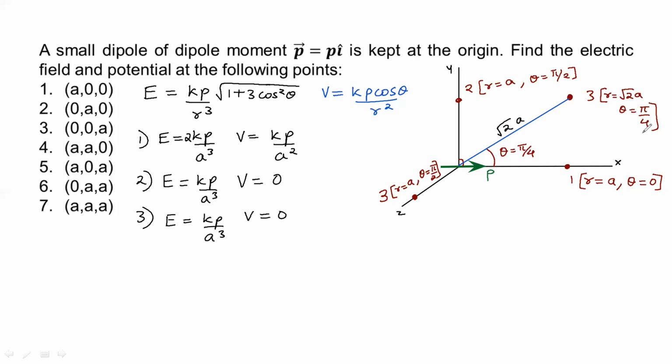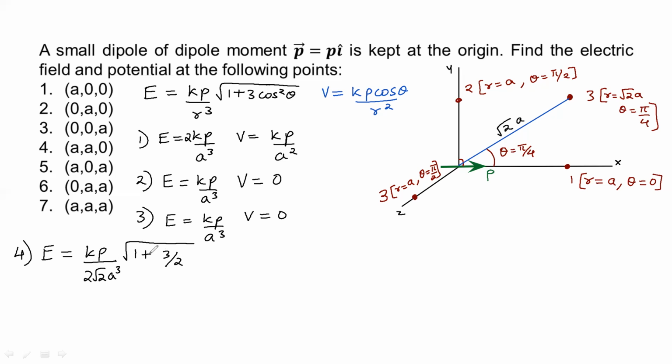All right. So the fourth one, you plug in the values. It is going to be kp by 2 root 2 a cube times root of 1 plus 3 into cos of pi by 4, which is 1 by root 2. The square of that is 1 by 2. So 3, I'll write it like this, 3 by 2. Okay. So what's the final answer?